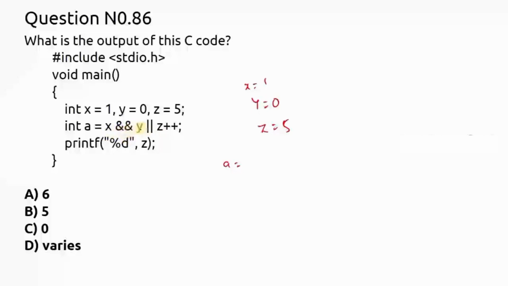So x logical AND y. What happens here when you write like this, logical AND or like this? When I execute these sorts of questions, I found some interesting results here.